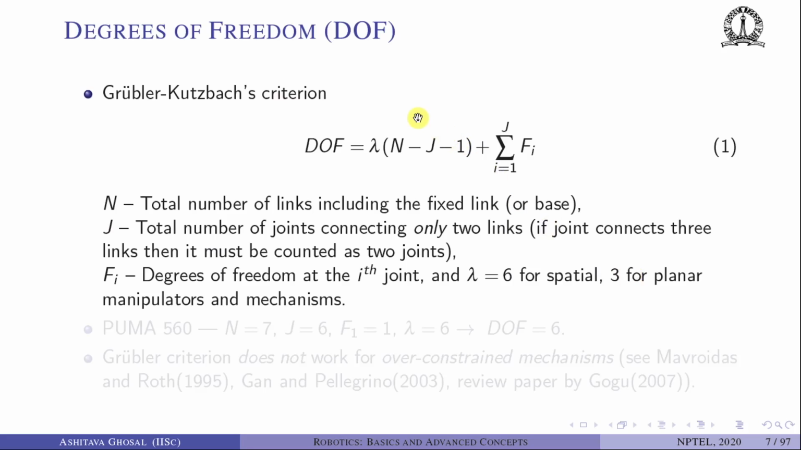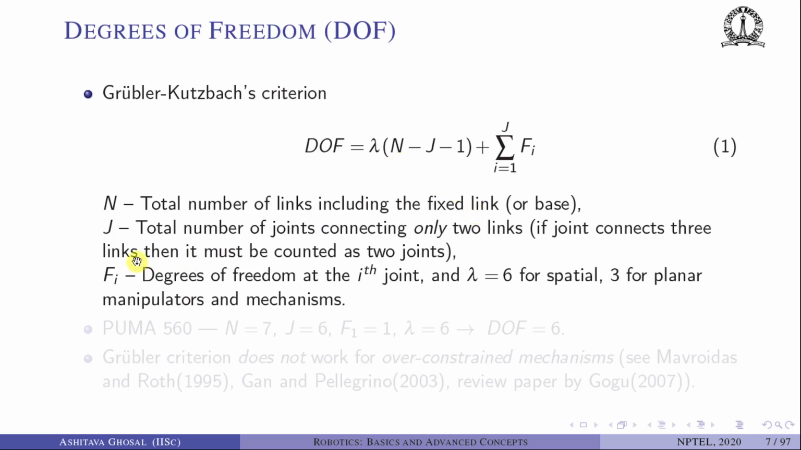An important concept in kinematics is something called the degrees of freedom. The degree of freedom of a mechanism or a robot is given by this Grubler-Kurzbach criteria. In this formula, DOF stands for the degrees of freedom. On the right hand side, there is something called N, which is the total number of links including the fixed base, or the fixed link.